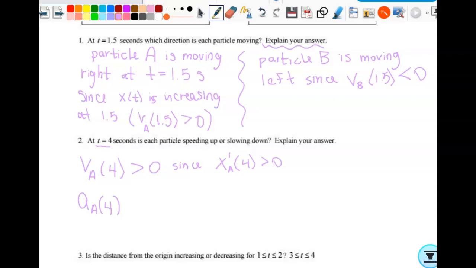All right, guys, let's talk about acceleration. What do we know about acceleration?